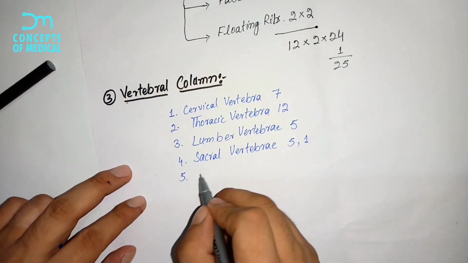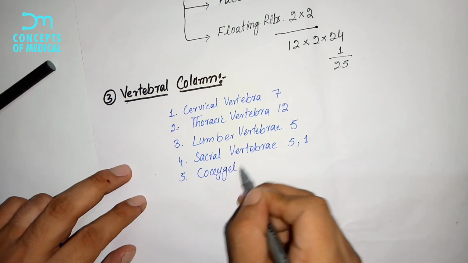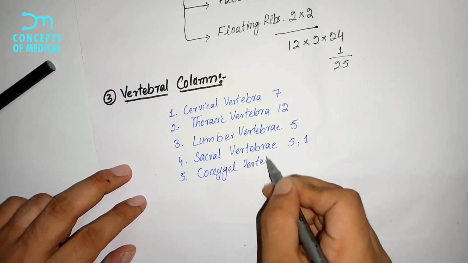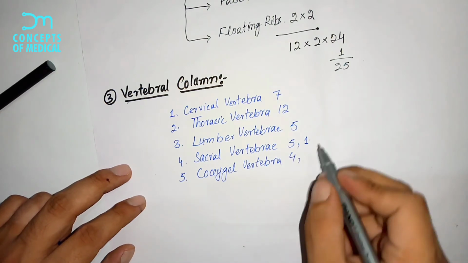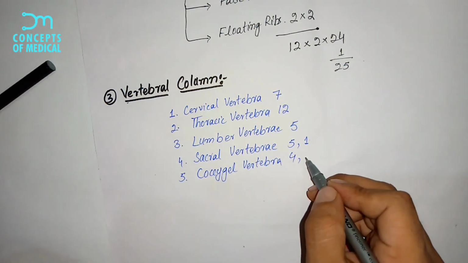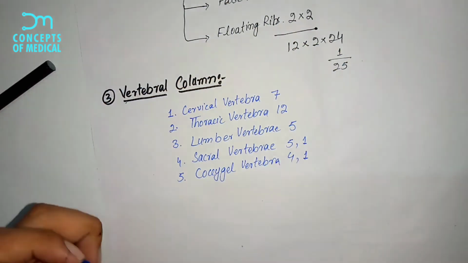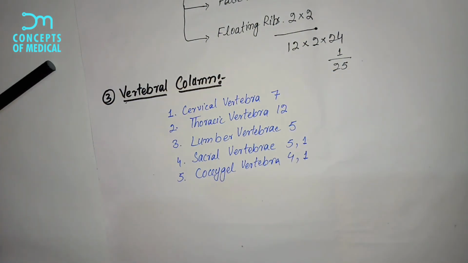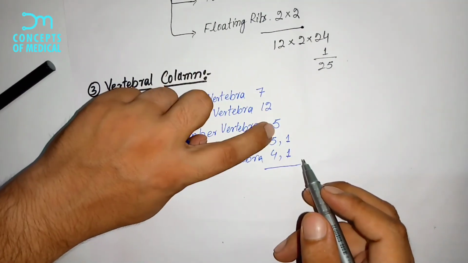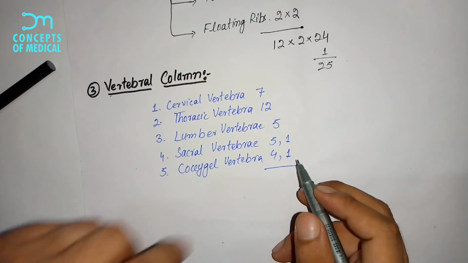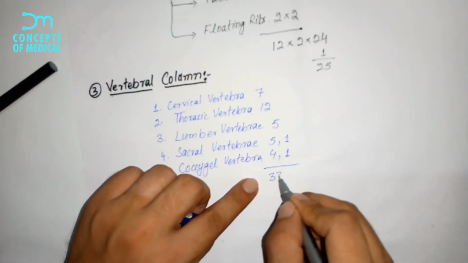And the fifth are the coccygeal vertebrae. These are 4 in number, but these are also fused together and make one tailbone. So we consider them as one bone. So what will be the number? 7, 12, 5, 5, and 4. If we count them together, it will become 33.